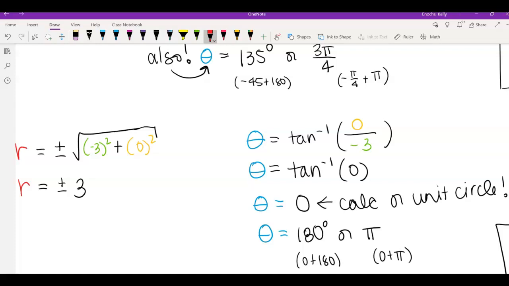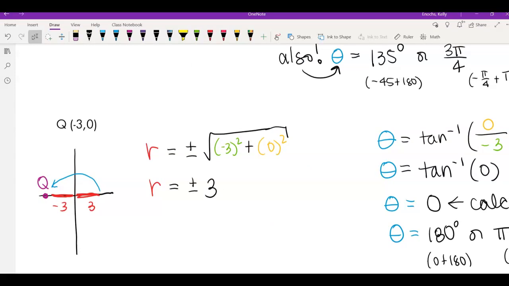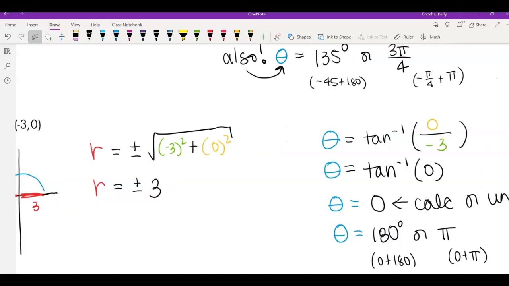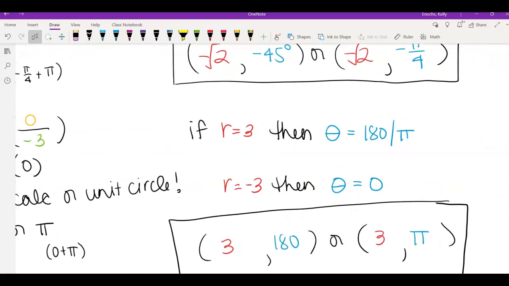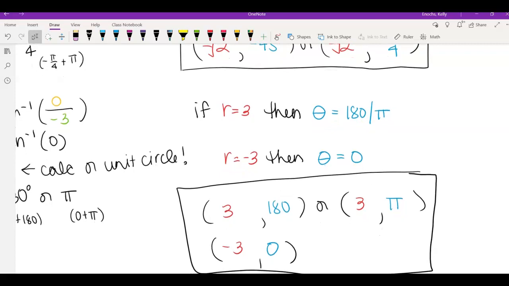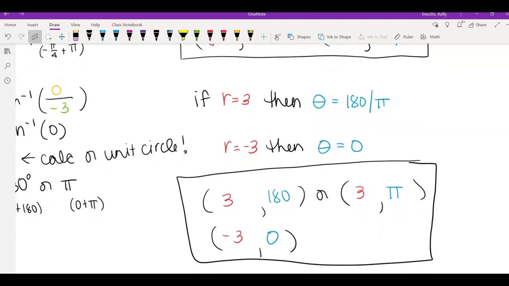And then if we go back to our picture, if I went to the right 3, then you'll notice I need to rotate 180 degrees to get to my Q. If I go to the left, negative 3, then I'm at point Q and I don't have to rotate at all. So if my r value is 3, then your theta must be 180. And if my r value is negative 3, then my theta value is going to be 0. Again, you can write them in either degrees or radians. You don't need both. But you should have a 3 answer and a negative 3 r value for each of those.